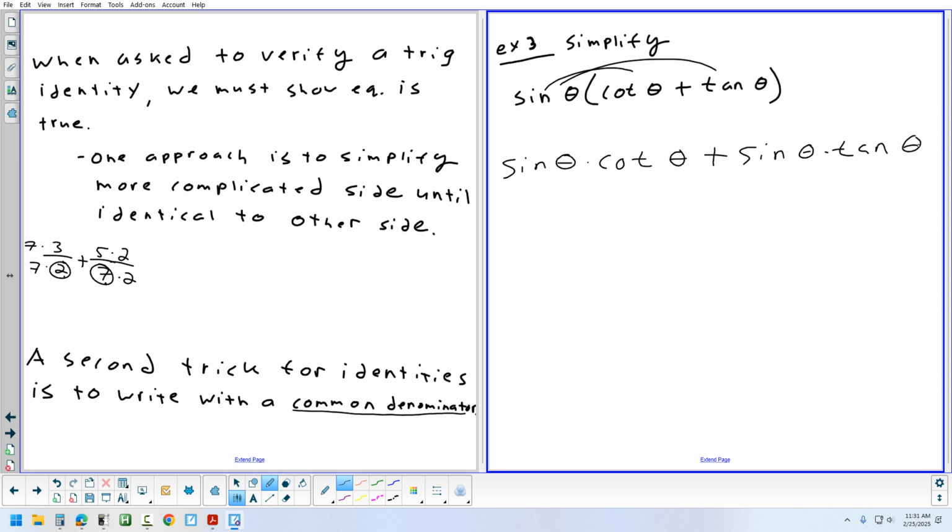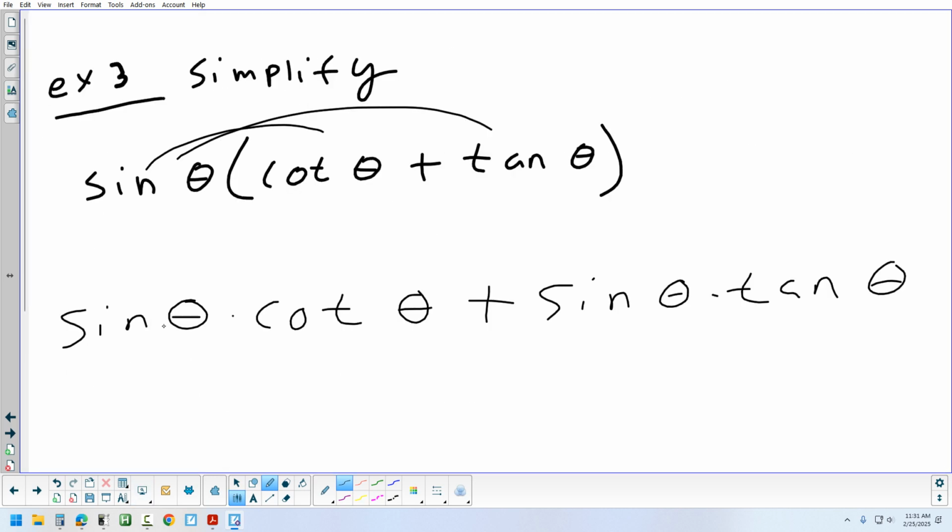Now, when you look at it, you might say, well, now that looks worse. Right? Now it looks like you've got 4 trig functions. Before, you only had 3. Yeah, I would say it does look a little bit worse. But that's usually what happens before it gets better. All right, so we have sine times cotangent plus sine times tangent.